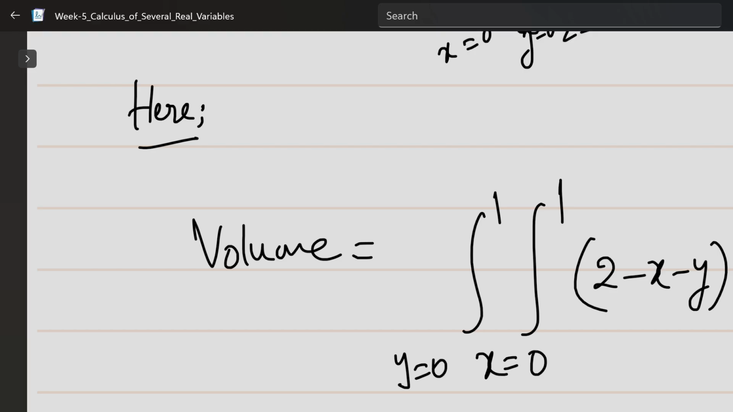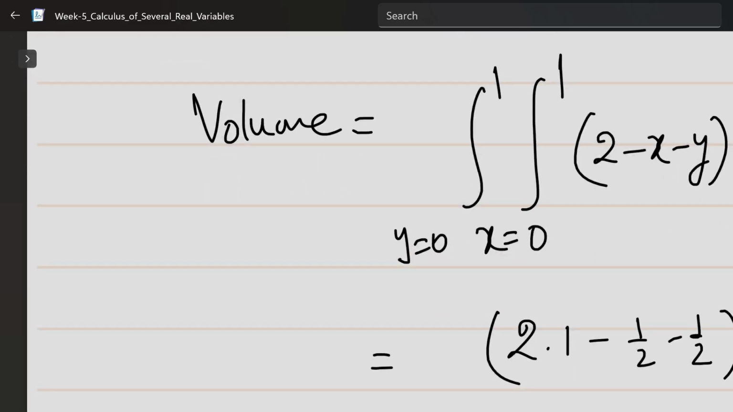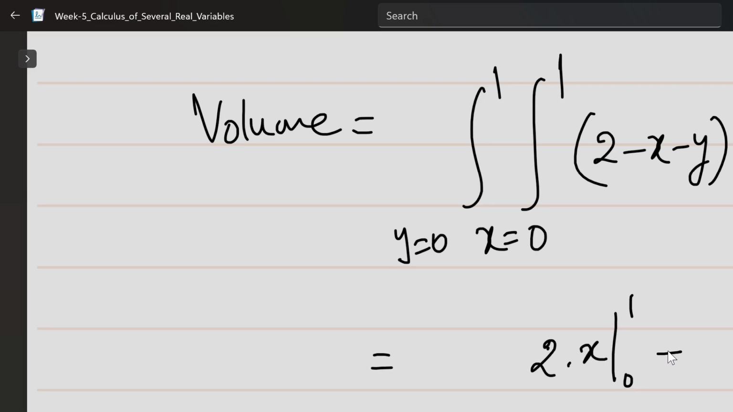So what is the answer? The answer is, as he told, it is 1, correct? So it is 2 into 1 minus half, right? Did you understand how I calculate, or should I calculate this? Better I will calculate this for your convenience. It will take some 1 minute. So 2 into the integral of 1 is x, so it is 0 to 1, minus, first I am integrating with respect to x, 0 to 1 minus x into y, right? Because y is a constant while integrating with respect to x. So it is the integral of y dy.